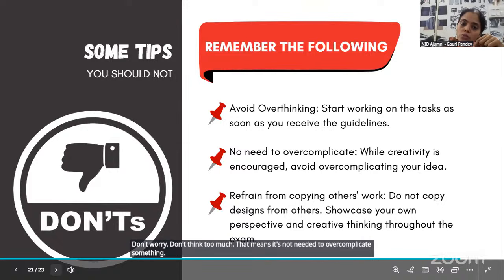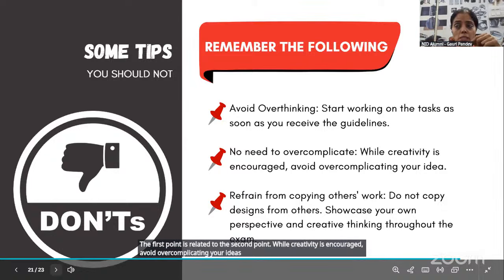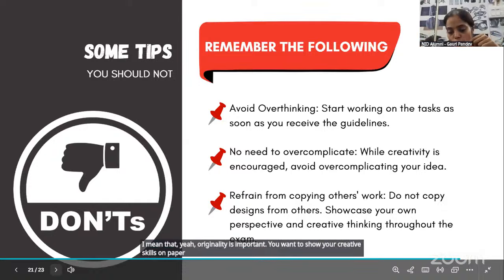The first point is related to the second point. While creativity is encouraged, avoid overcomplicating your ideas. I want to be really the best, but that does not mean that it's too complicated to actually make it. I mean that, yeah, originality is important. You want to show your creative skills on paper, but this idea that you're going to pick up out of, say, suppose 2 ideas you're pinning down, this will require more time.